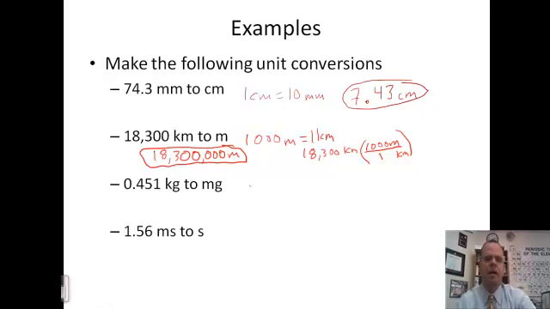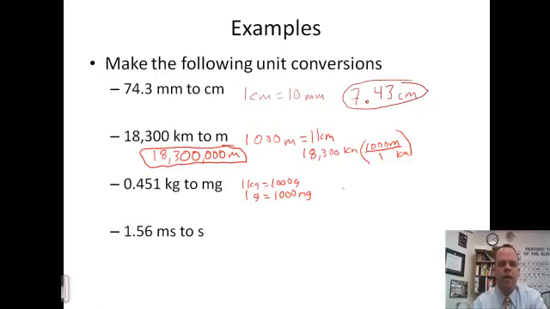Next one, kilograms to milligrams. Now here we're going from a unit 1,000 times larger than grams to a unit 1,000 times smaller. I know 1 kilogram is 1,000 grams, and I know 1 gram is 1,000 milligrams. We're going to end up with a much larger number. We need to be multiplying. So 0.451 times 1,000 and then times 1,000 again. I end up with the final answer, 451,000 milligrams.